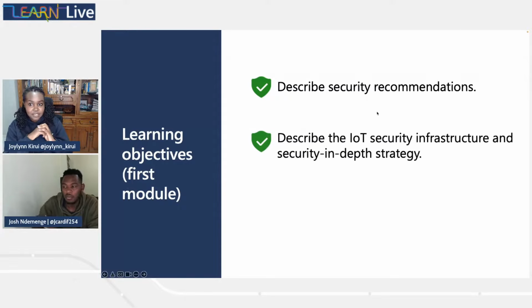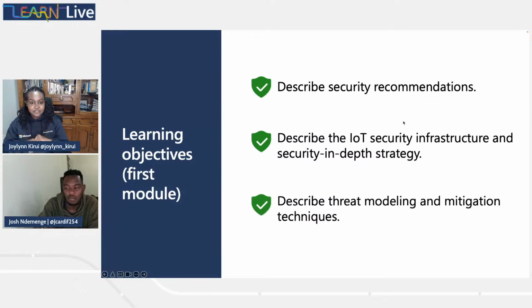The second learning objective is describing the IoT security infrastructure and security in-depth strategy. Like any other deployment, you need to have a security strategy in place to make sure that everything is secure end to end. I always give this analogy that you have to be secure almost throughout, and a hacker has to be lucky only once to compromise the system. So you have to be quite intentional about having a strategy in place to secure your IoT infrastructure.